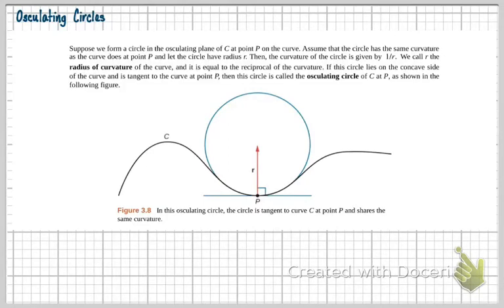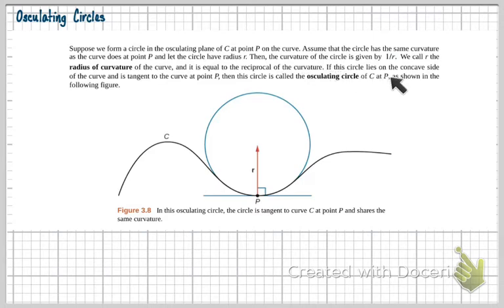Osculating circles. Suppose we form a circle in the osculating plane of C at point P on the curve. Assume that the circle has the same curvature as the curve does at point P and let the circle have the radius r. Then the curvature of the circle is given by 1 over r. We call r the radius of curvature of the curve, and it is equal to the reciprocal of the curvature.